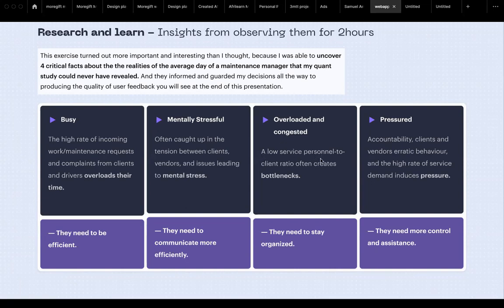A low service personnel to client ratio often creates bottlenecks. So if you have 1,000 clients and you have 10 people to attend to them, what you have is 100 clients to one person. If you had 1,000 clients and 100 personnel, you'd be having 10 to 1. But the ratio between personnel and clients was very small, so it had a bottleneck issue.